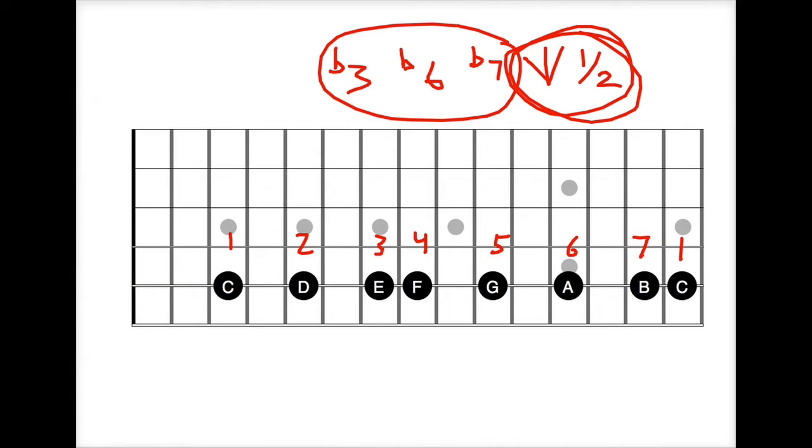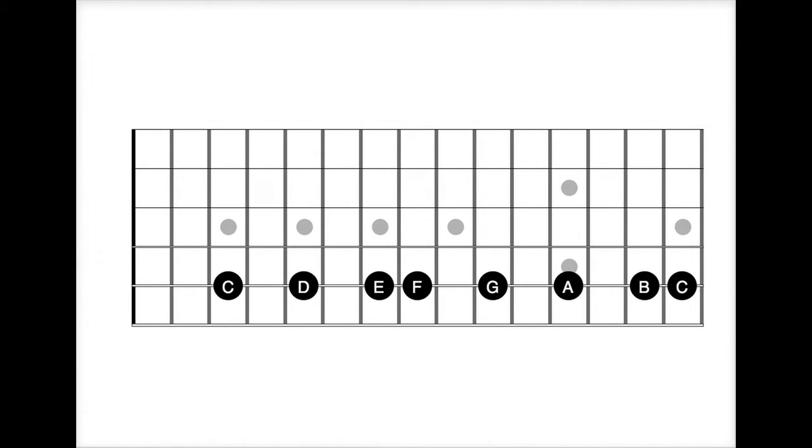So let's go ahead and do that now and see what we come up with here. We move the E down to E flat. The 6th note is the A, so we move that down to A flat. And then the 7th note is a B, and we move that down to B flat. And that indeed is the C minor scale.